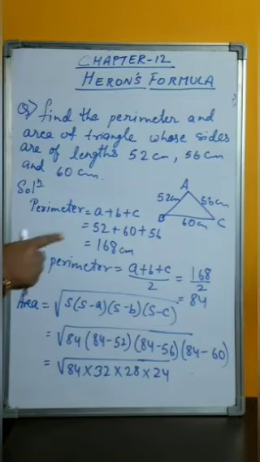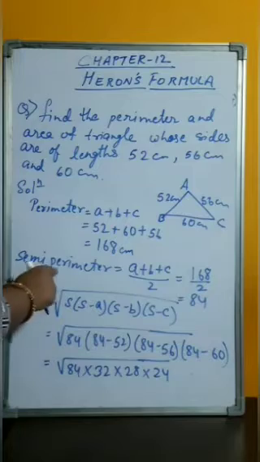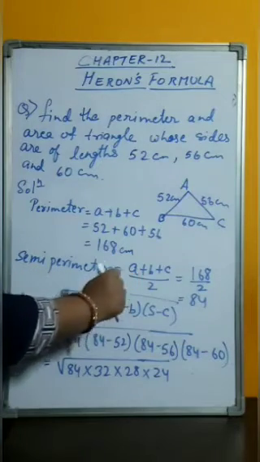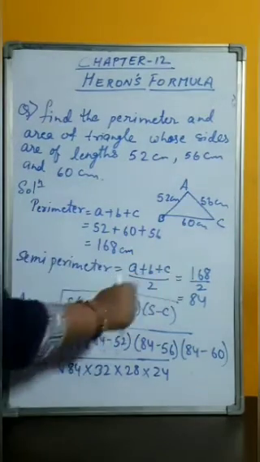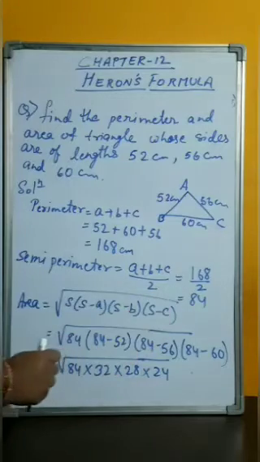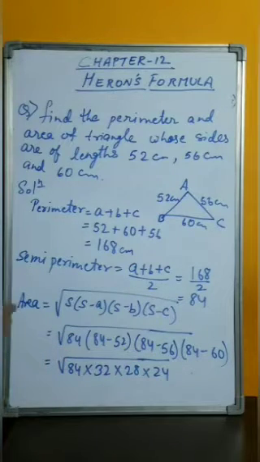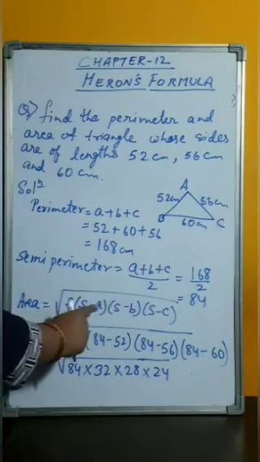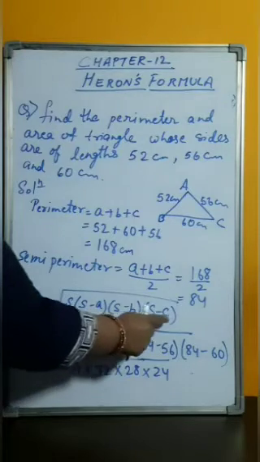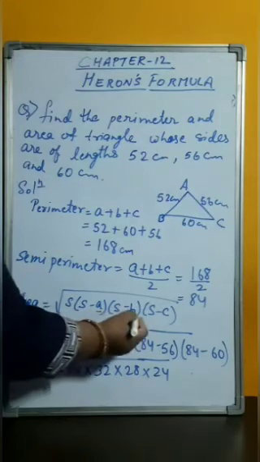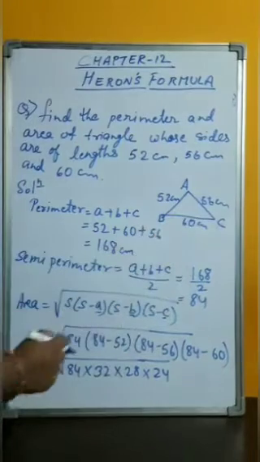Now for calculating its area by Heron's formula, we need the semi-perimeter. Semi-perimeter is the sum of the sides divided by 2. It is 168 by 2, so it comes to 84. Now its area we can calculate by under root S(S - a)(S - b)(S - c), where a, b and c are the sides of this triangle.